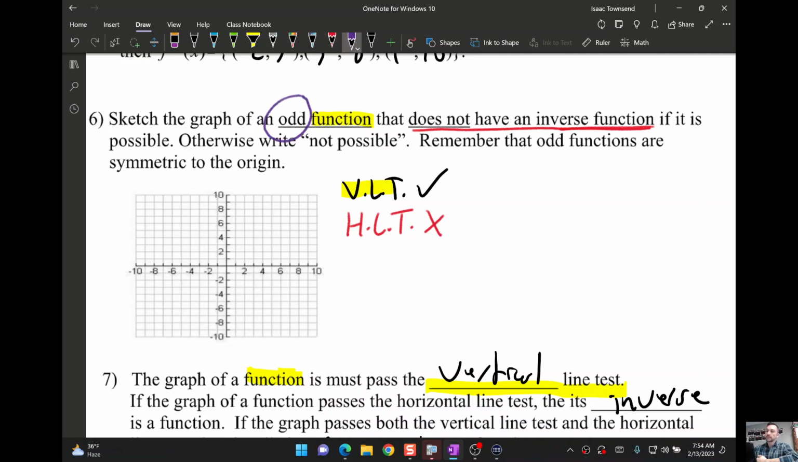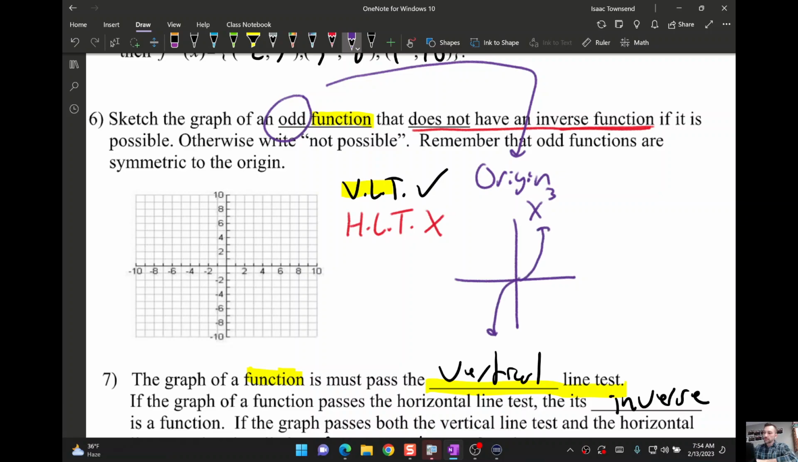And it's got to be an odd function. Odd functions, remember, are the ones that are symmetric to the origin. So something like x cubed is an odd function. Symmetric to the origin is like a 180-degree rotation. So whatever you think your odd function is, you should be able to turn your paper exactly upside down and it should still look the same. Whereas if it had said even, it would be symmetric to the y-axis, like x squared. x squared is an even function.